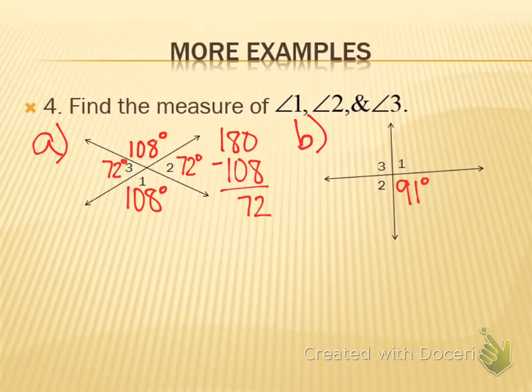So let's do the whole process again on B. Angel, pick an angle and tell me what its degree measure is. Wonderful. The measure of angle 3 would be 91 degrees because angle 3 is vertical to the one that was already marked.